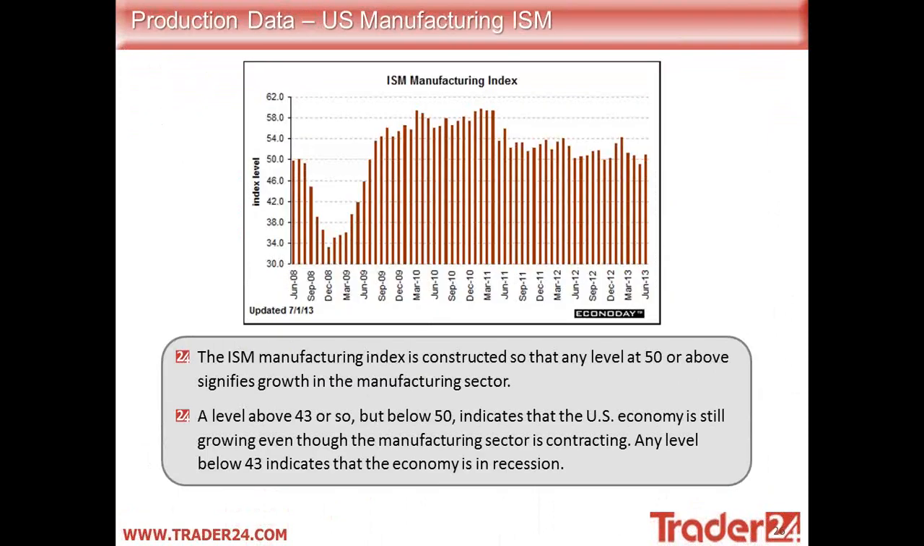All right, so let's just have a look at another chart here of the U.S. manufacturing ISM. The ISM manufacturing index is constructed so that any level at 50 or above signifies growth, which I've already mentioned. A level above 43 or so, but below 50, indicates that the U.S. economy is still growing, even though the manufacturing sector is contracting. Any level below 43 indicates that the economy is in recession. All right, so currently up to June 13 there, that was the latest stat. We came out above 50, so we're looking for growth there, which is a positive, and which obviously bears on the market right now as we see the U.S. market trying to make a recovery.